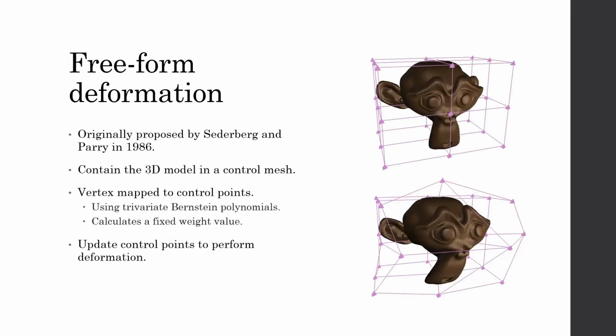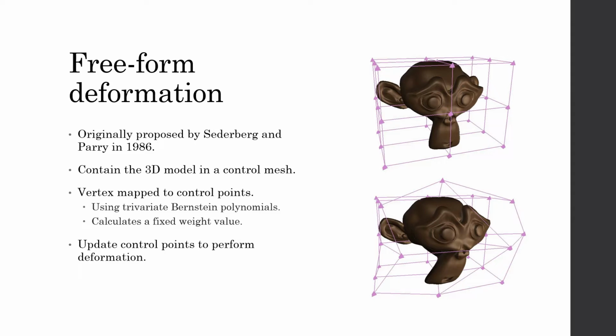The freeform deformation algorithm was originally proposed by Sederberg and Perry in 1986 for editing surfaces and solid models. The main idea is to create a control mesh, usually shaped like a parallelepiped, such as a cube that encompasses the model, with control points located at fixed distances along this control mesh. Every vertex on the 3D model will be mapped using a trivariate Bernstein polynomial to each of the control points multiplied by a weight value.